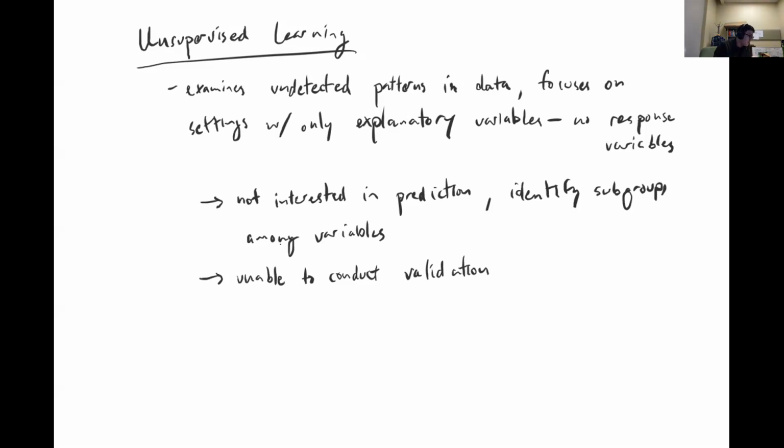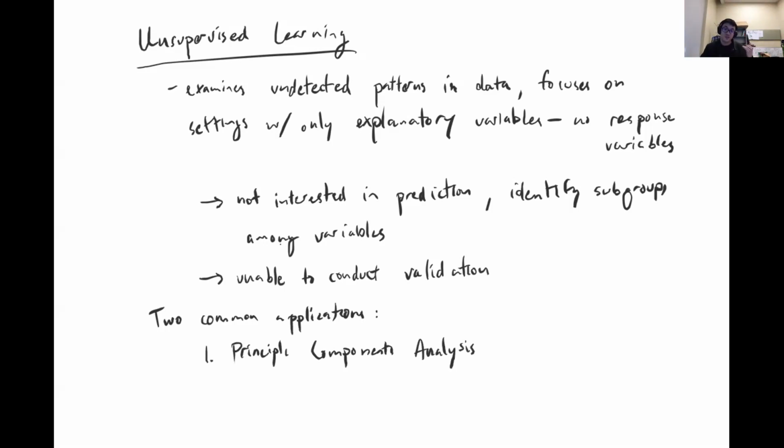I would say the two common applications are, first, principal components analysis. This is actually the backbone of what we talked about before with principal components regression. But instead of looking at any relation to a response variable, a lot of this is for data visualization or pre-processing of data. And the one that I think most people have worked with or heard of is clustering, or cluster analysis.